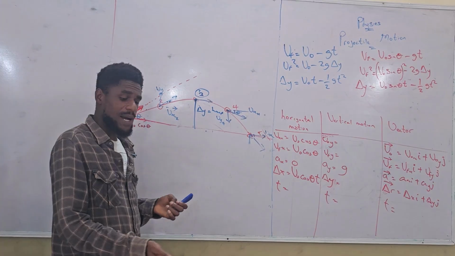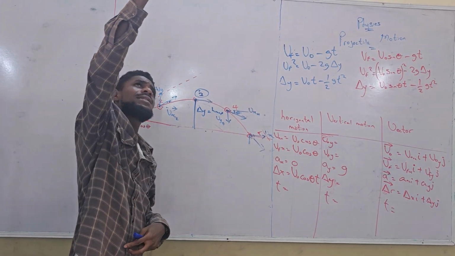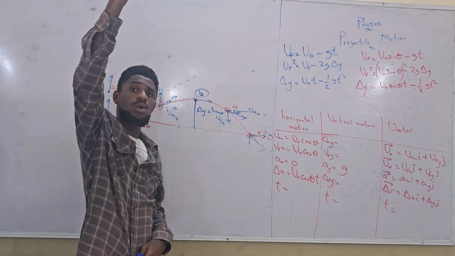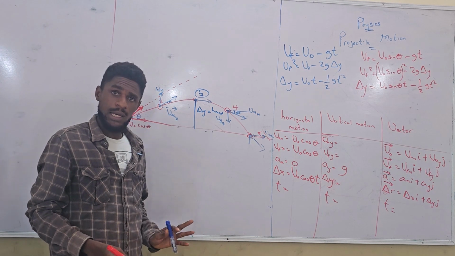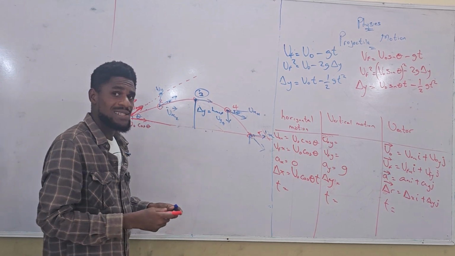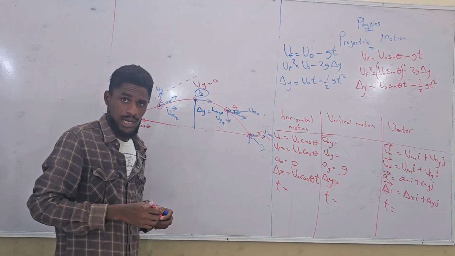Just like taking this marker and throwing it up. By the time you throw it up, there's a maximum place it gets to where the velocity becomes zero before it starts falling freely again. So at this point here, we can say Vy must be equal to zero.